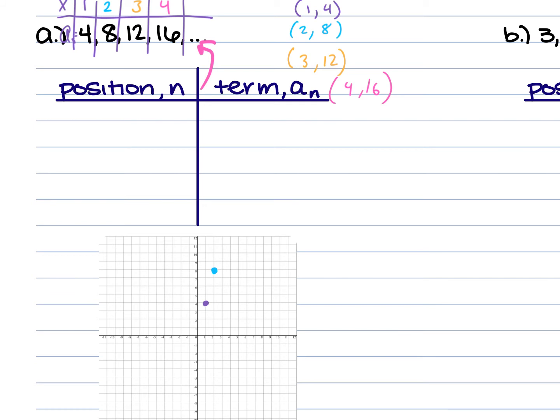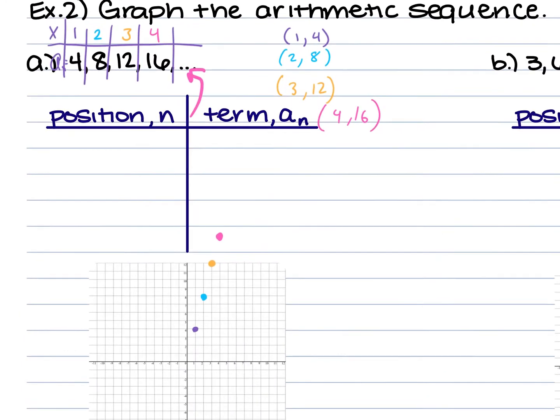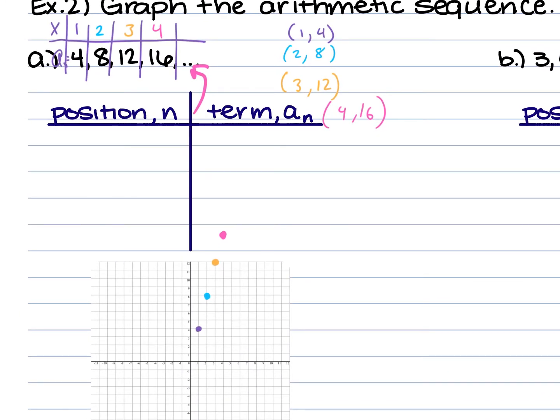Where would my third point be? Awesome. 3 to the right and 12 up. And then my fourth point would be 4 to the right and 16 up. So it'd be off the graph, but it's fine. We'll just put it up there. So this would be our arithmetic sequence.